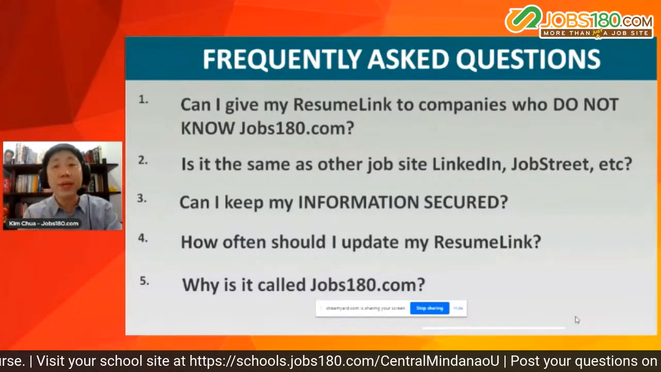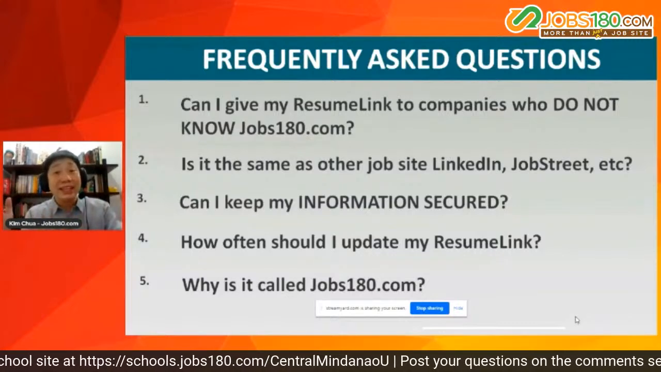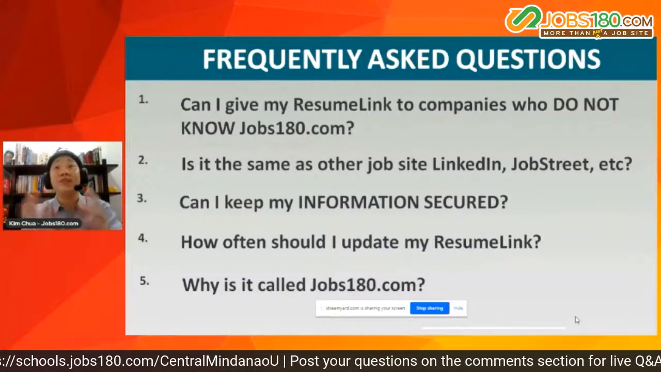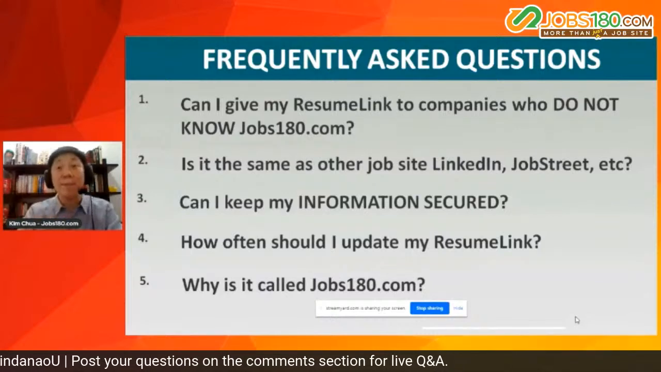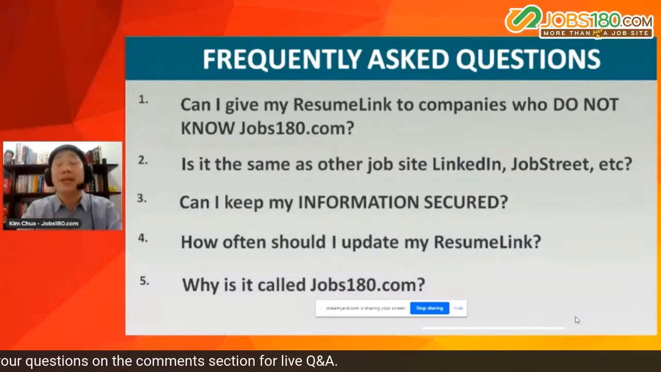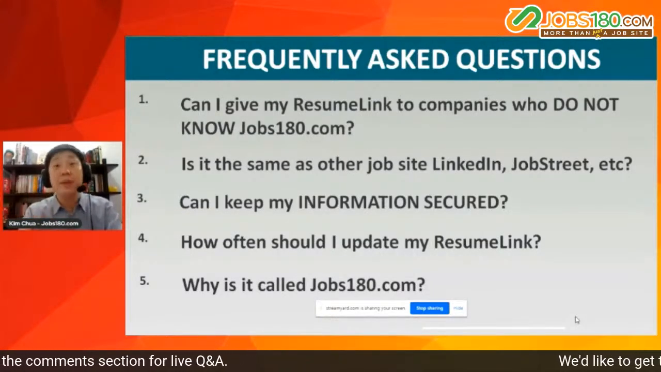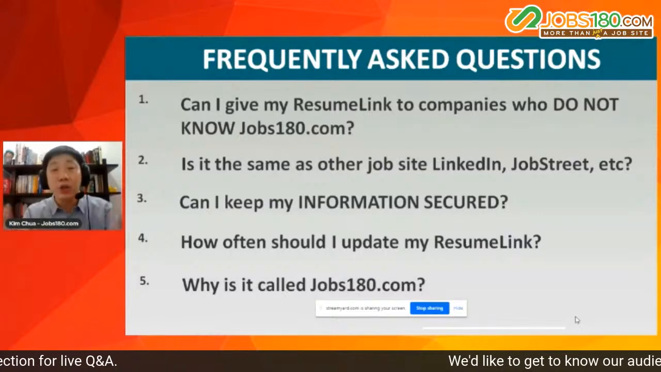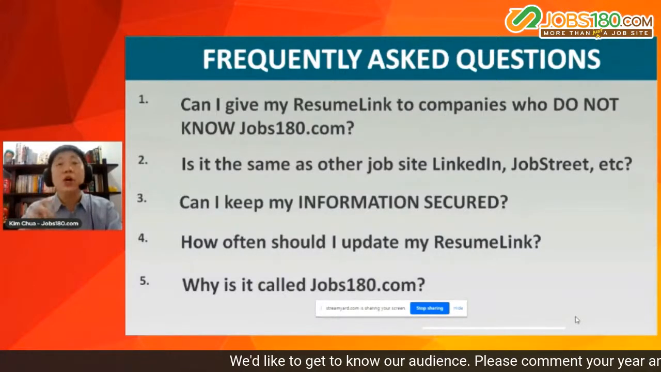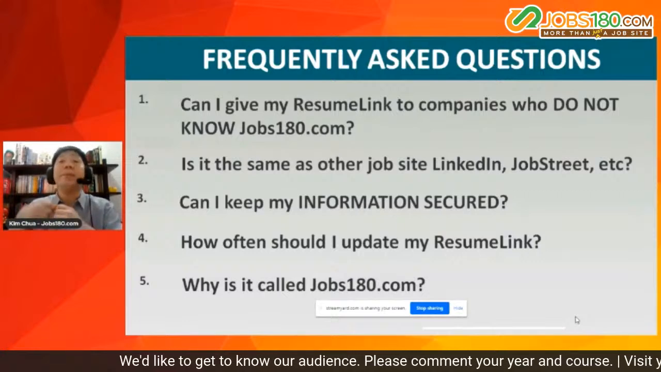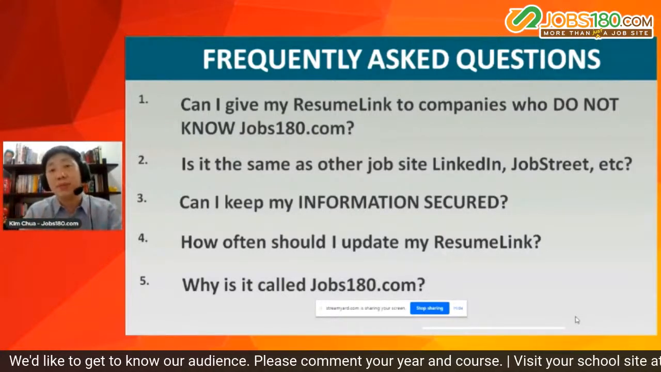With your resume link, you can use this for any type of company, any platform, wherever they are. Kahit sa loob ng Pilipinas or sa labas ng Pilipinas, pwede mong applyan. Kahit hindi niya alam ang Jobs 180, basta alam niya ang resume link mo, pwede niya mabuksan ang profile at makita according to your settings.